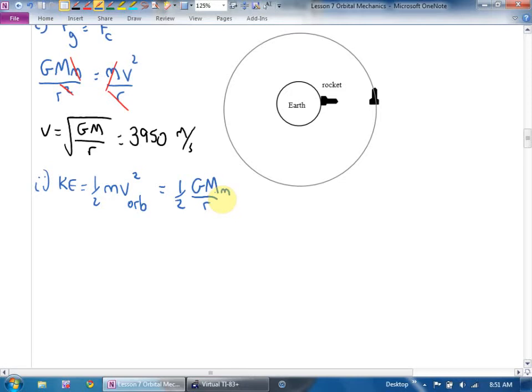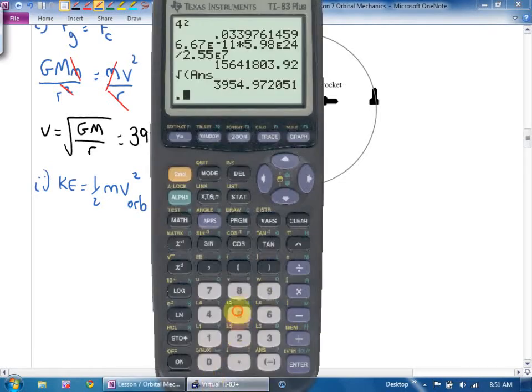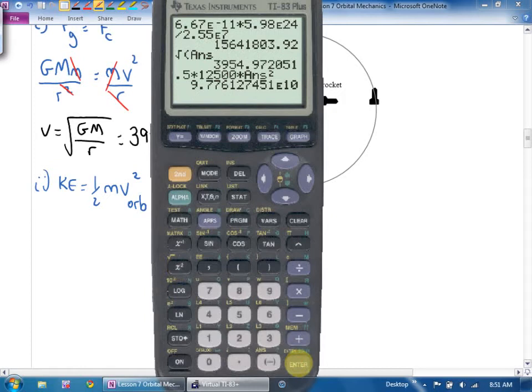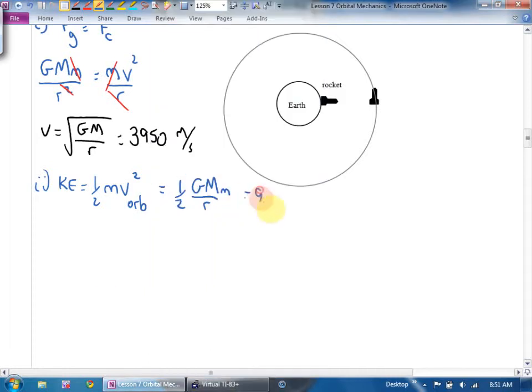Meanwhile, we would go like this. 0.5 times little m is 12,500, is that right? Times v squared is my answer squared. We would do that. And I get 9.776. I'll go a few extra sig figs because it's not my final. Well, okay. 9.78 times 10 to the 10th joules. So, Connor, this is kind of interesting nerd trivia, but it is kind of neat that the kinetic is half the potential, but positive.